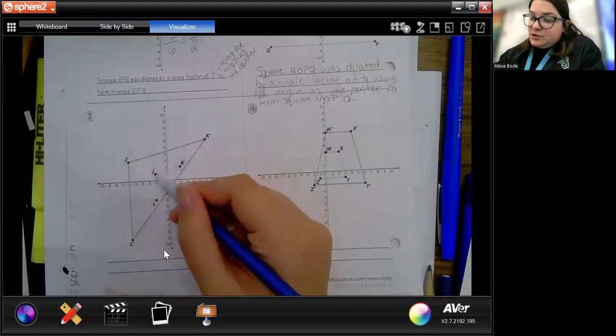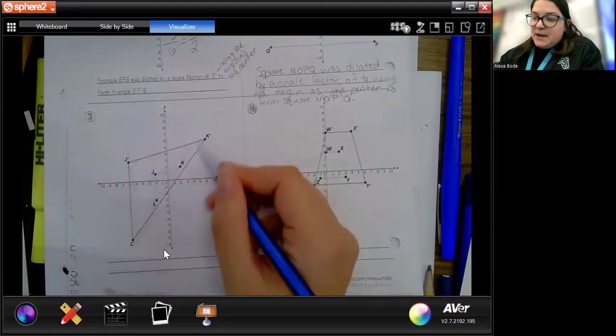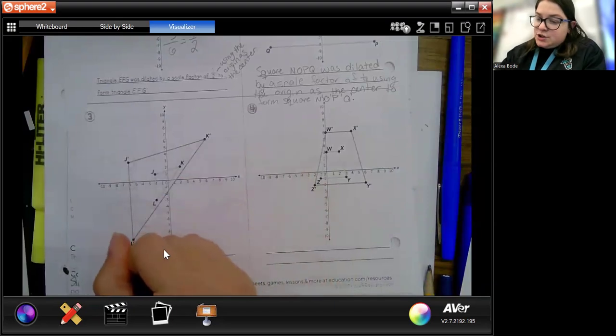So we have triangle JKL and J prime, K prime, L prime.